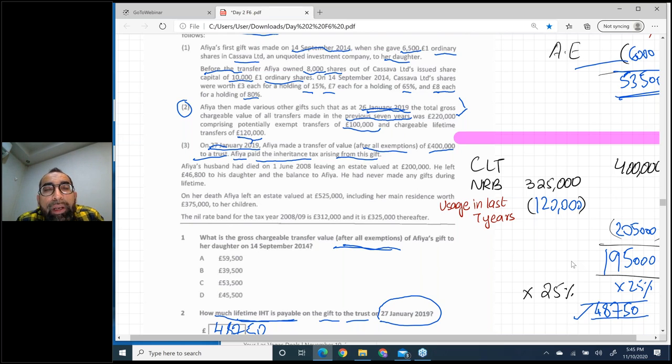Second, one more thing I taught you today, residence NRB. If husband died 10 years back and he didn't use any residence NRB, and obviously there was no residence NRB at that time, so no issue, that means he didn't use it, so that residence NRB can be claimed on wife's death, provided wife is meeting all the conditions which I taught you.